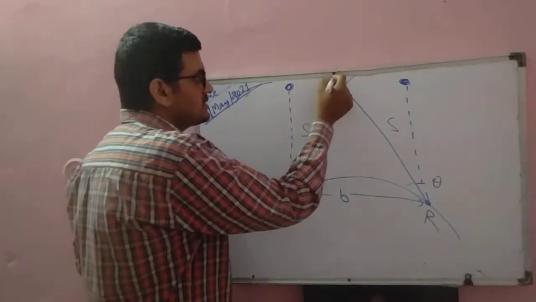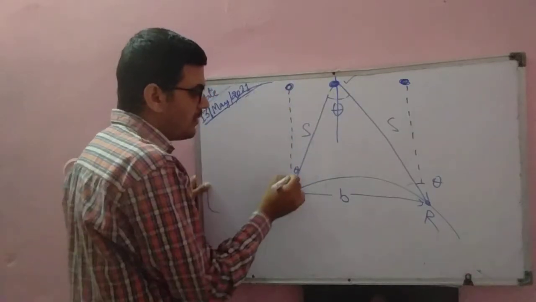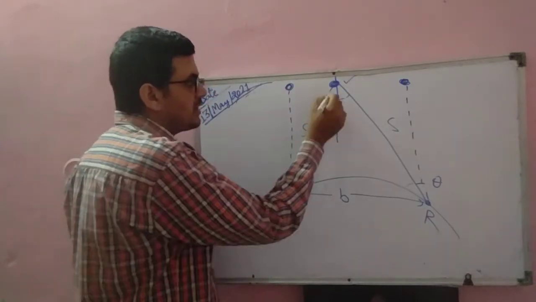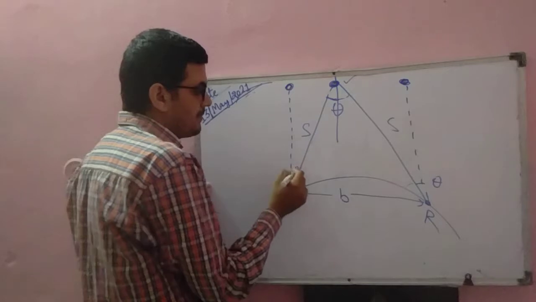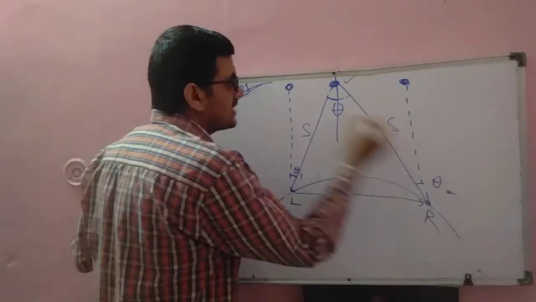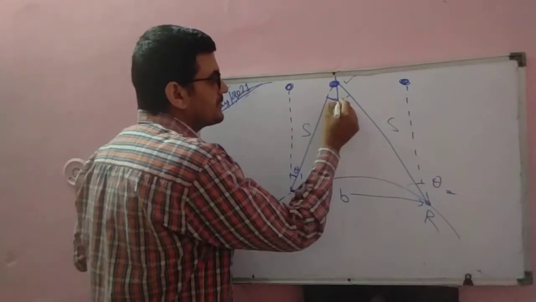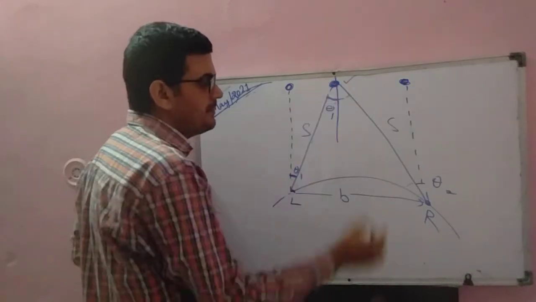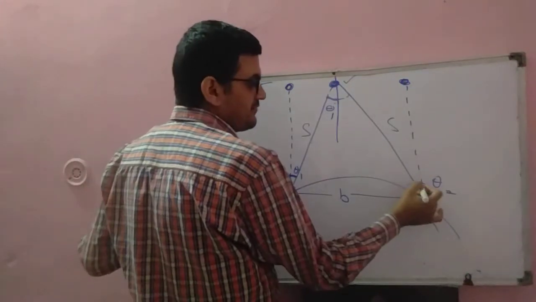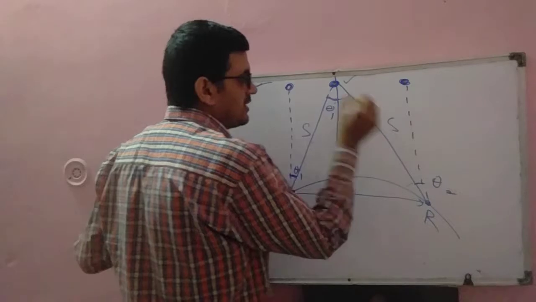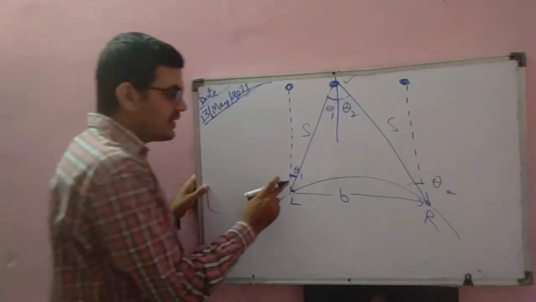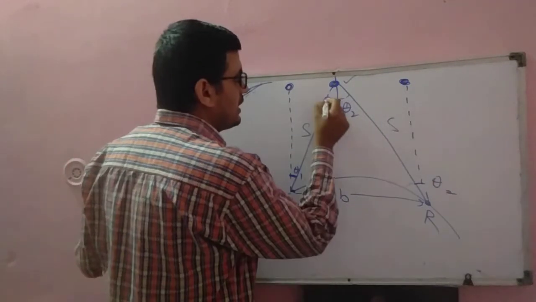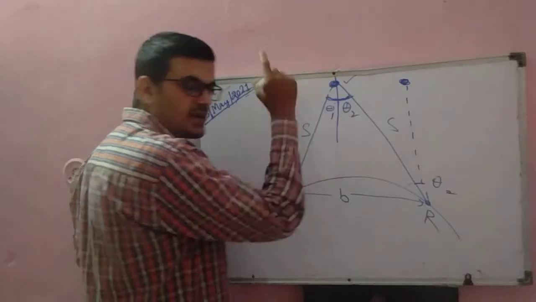So what will be this? Now this angle is vertically opposite to this angle. If this one is theta 1 and this one is theta 2, this angle will be equal to this angle, theta 1, and this angle will be equal to this angle, theta 2. So by calculating theta 1 and theta 2, we can calculate this value theta.